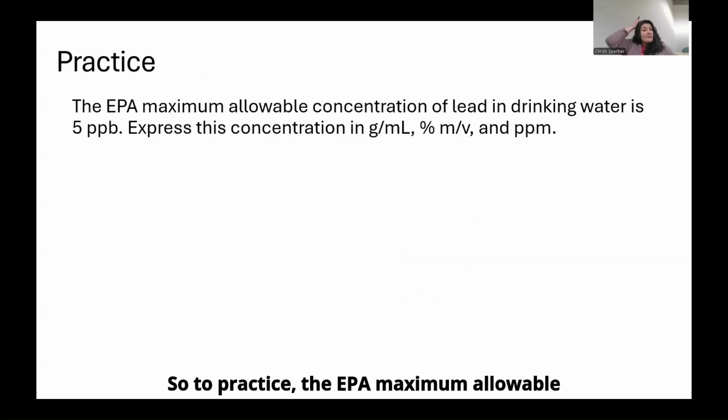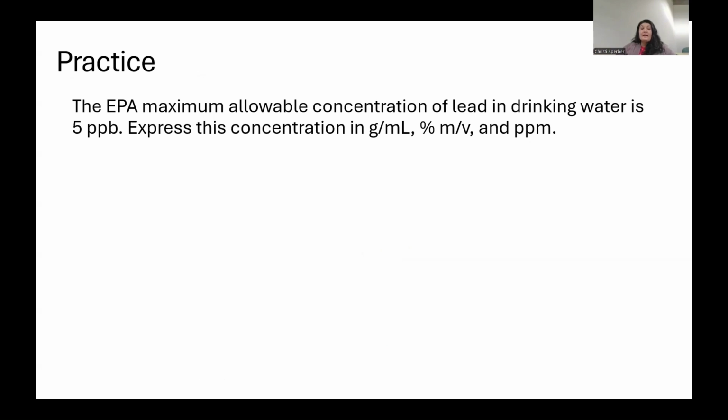So to practice, the EPA maximum allowable concentration of lead in drinking water is 5 parts per billion. Express this concentration in grams per milliliter, which is mass volume concentration, and percent mass volume, and parts per million. So pause the video, work on this, and we'll come back.